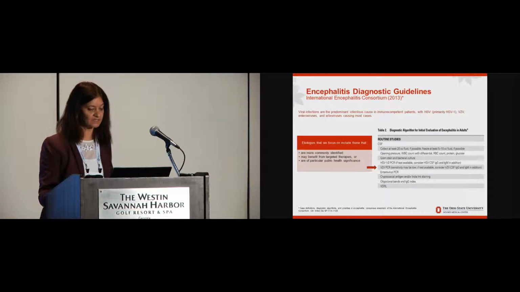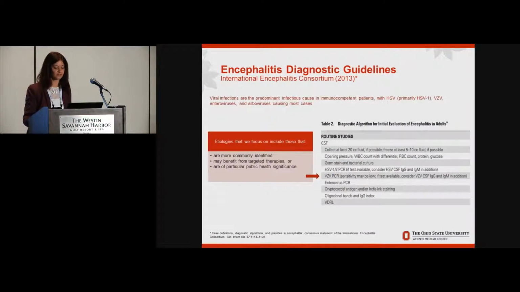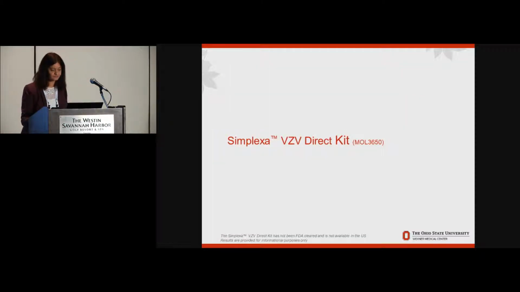And then there's cryptoantigen testing also in the adult encephalitis syndrome that should be considered based on the patient history, if the patient has HIV or not, oligoclonal bands, VDRL, which is for your neurosyphilis as well. So these are just some of the broad differentials.